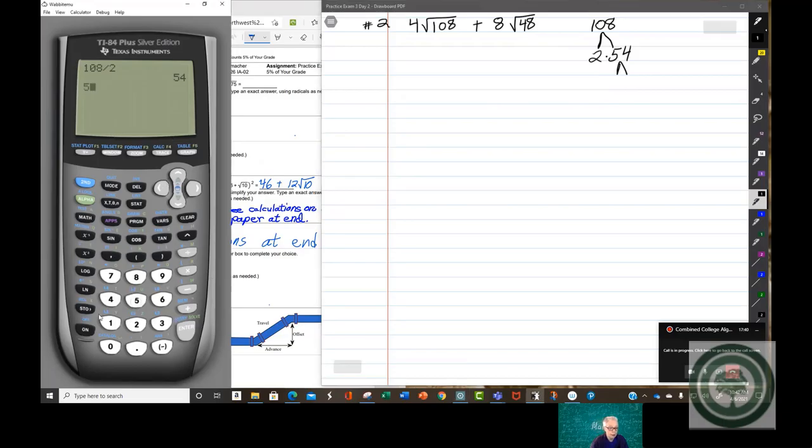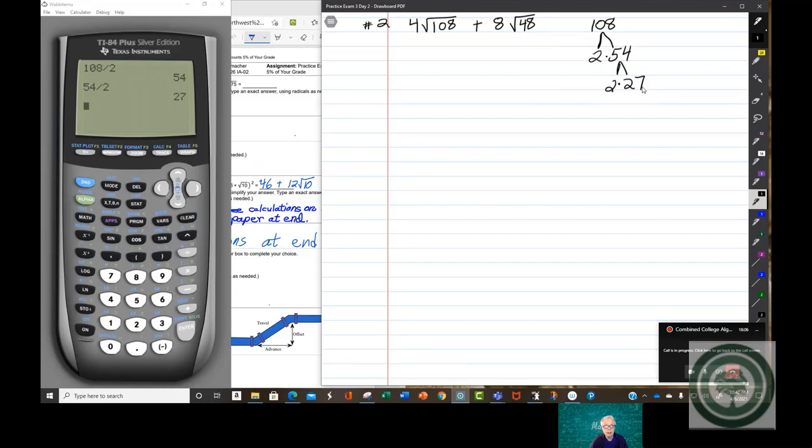Well, 54 is an even number. 2 will not break down, it only breaks down into 1 times 2. So 54 will break down. Let's see, 54 divided by 2. As long as 2 works, let's do it. 54 is 2 times 27.